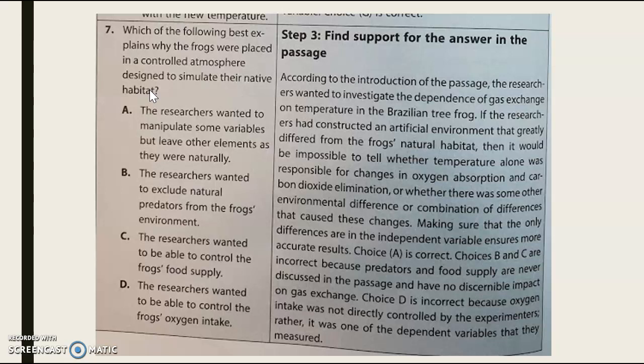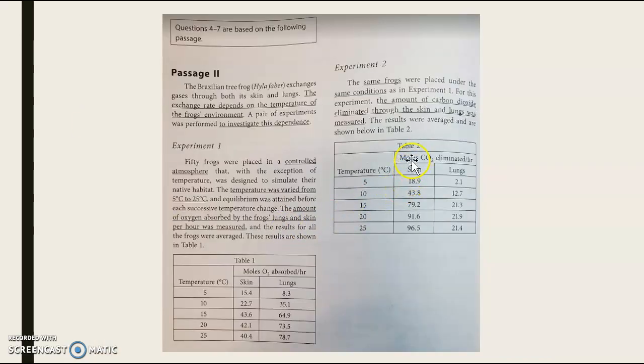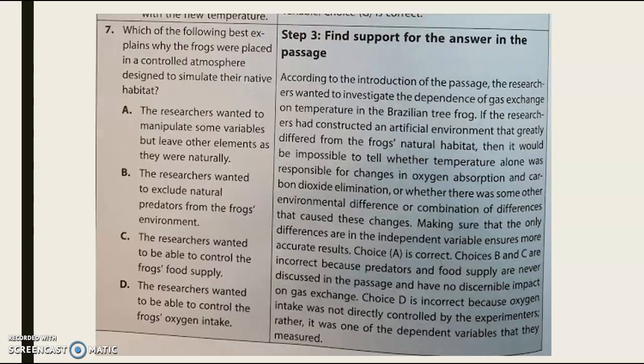So we have to keep in mind, what are we actually measuring? And we're measuring how much CO2 is eliminated per hour, or how much oxygen is absorbed per hour at the varying levels of temperature. Now we are changing the temperature, meaning we need to have a controlled atmosphere that we can, like the passage suggests, we have to be able to control it. So, reading through our answers, that really leaves us with option A as our answer. We want to control that temperature, but we want to leave the frog thinking that it's where it normally occurs.